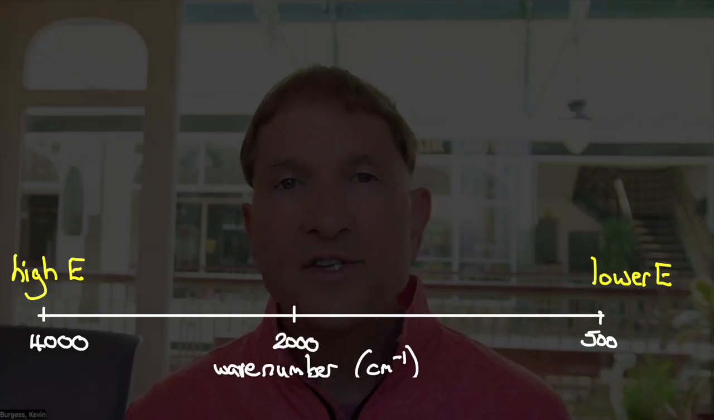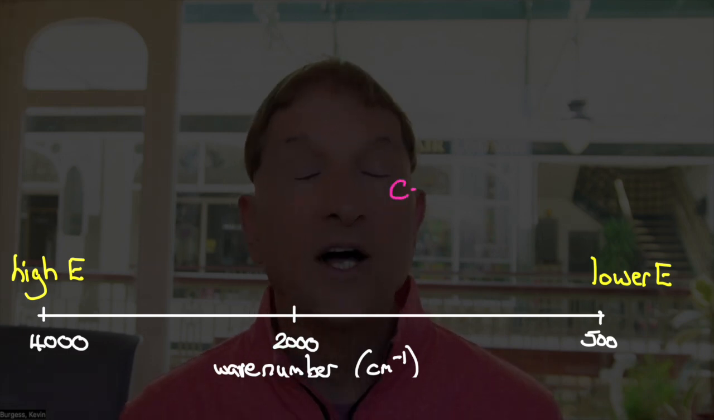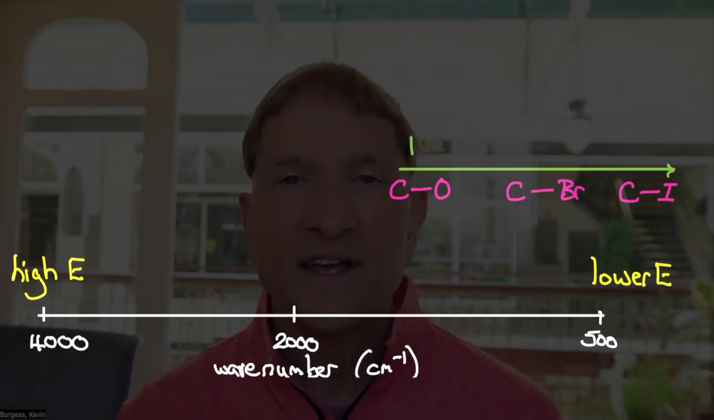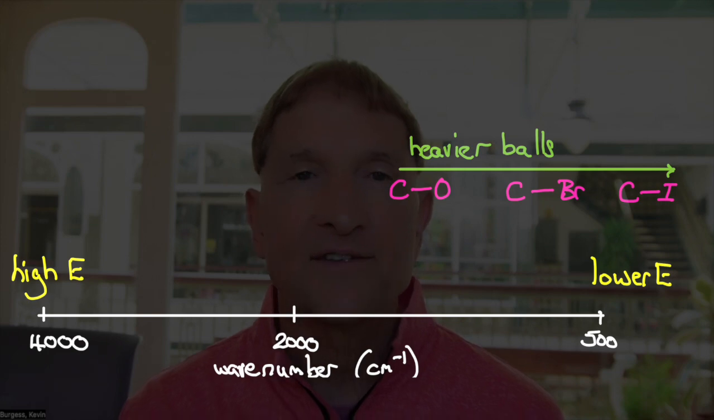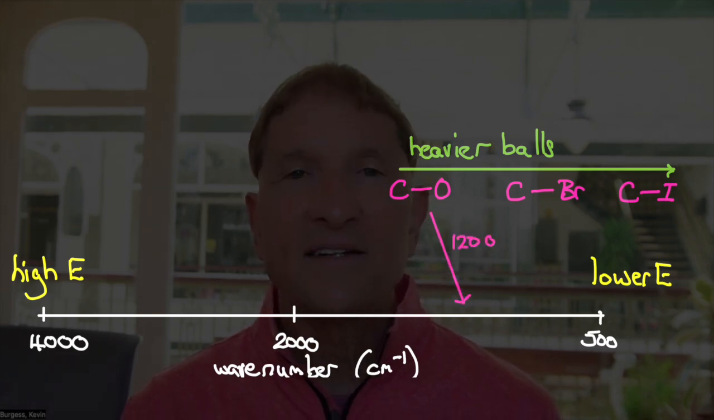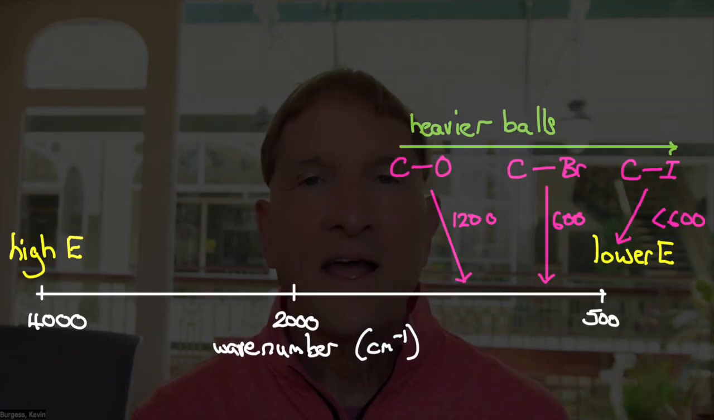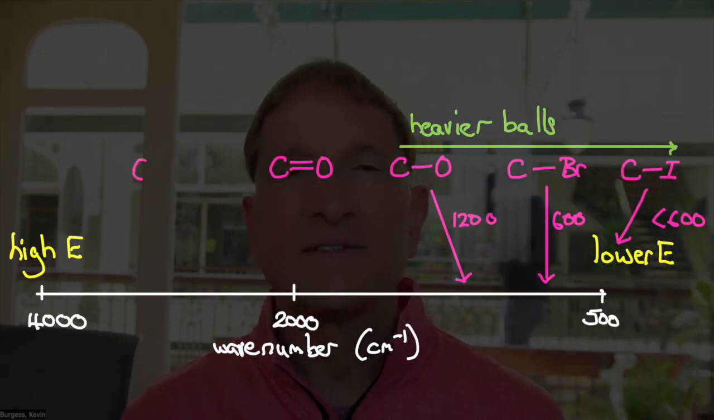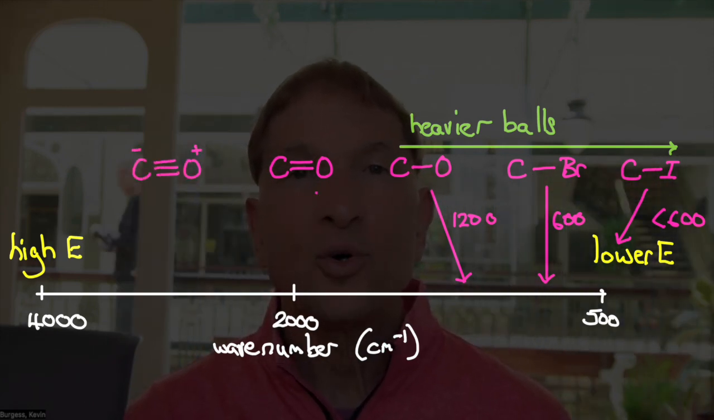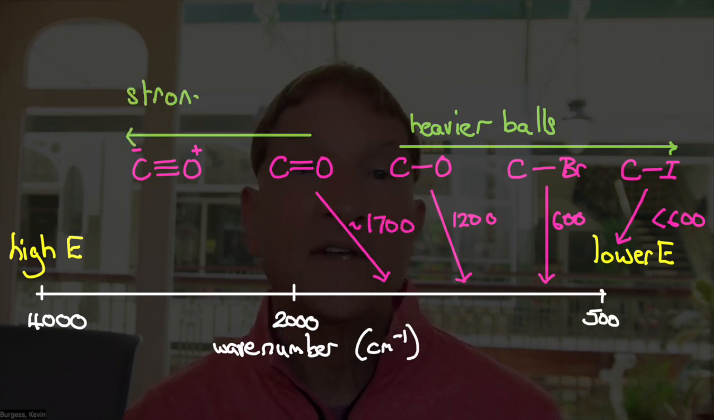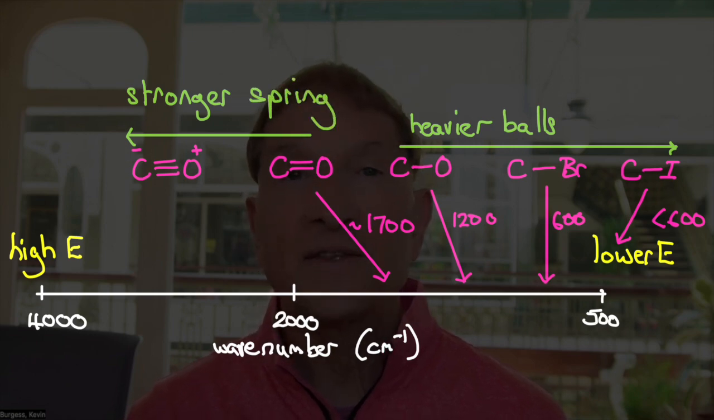Let's look at some other IR trends. Along the series C-O, C-Br, C-I, the size of the ball, the atom, increases and the bond strength decreases. No surprise then, wave numbers for these stretches decrease along this series. Carbon monoxide has a triple bond. Carbonyls in organic compounds have only a C=O double bond. So therefore C=O stretches at a higher wave number because the spring, the bond, is stronger.